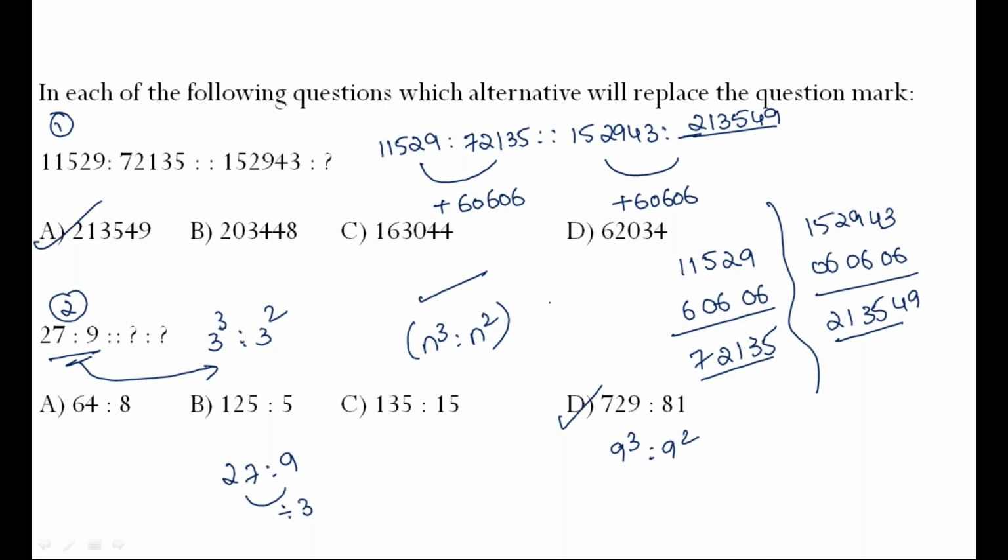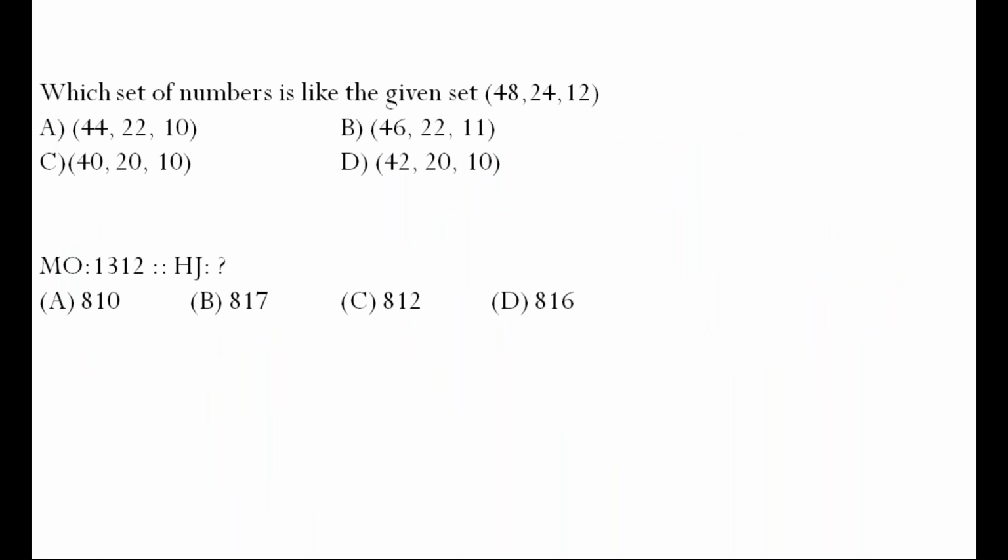27 divided by 3 is 9. Something divided by 3 we have to check in the options. Like that, we have to proceed. Is it? Excellent, friends. So let's go for the next. Priorities play a huge role. Let's see the next question. Options are very, very important in this topic.